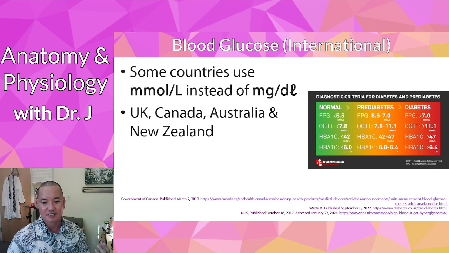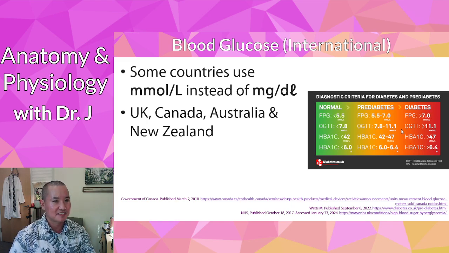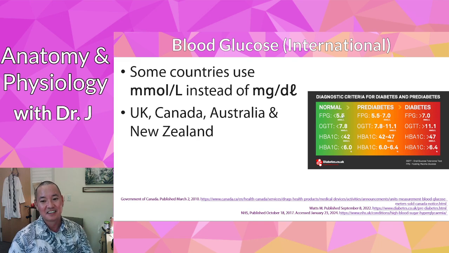From the source I saw, they said that glucometers and devices were more accurate with millimoles per liter versus mg per deciliter. But I'm just letting you know that not everybody uses the same unit, especially if you're reading international papers. Because if someone had 5.5 mg per deciliter, they would be in a coma, if not dead already. So this is way lower.